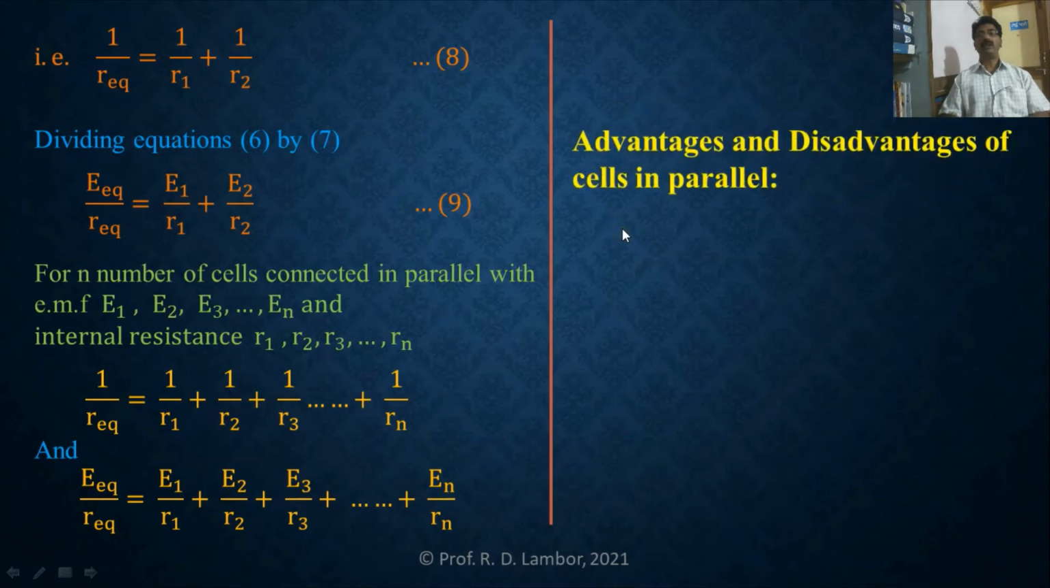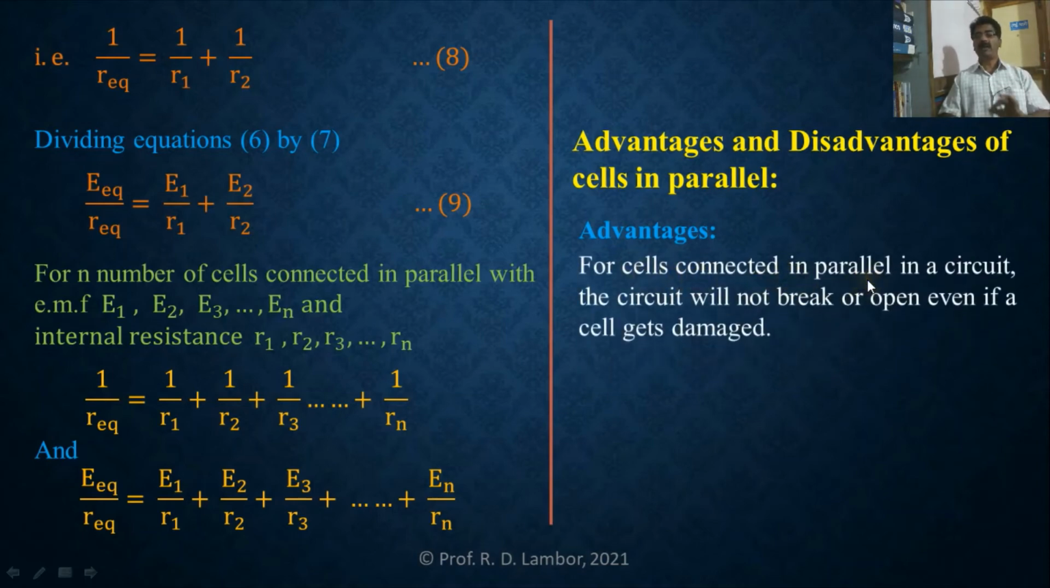Now we will learn here advantages and disadvantages of cells in parallel. First of all, we will learn advantages of cells in parallel. Advantage of cells in parallel is that for cells connected in parallel in a circuit, the circuit will not break or open even if a cell gets damaged. That is, if you connect a number of cells in parallel combination and some of the cells get damaged, the remaining cells will supply current or terminal PD. The circuit will not break or open. This is the main advantage of cells connected in parallel.